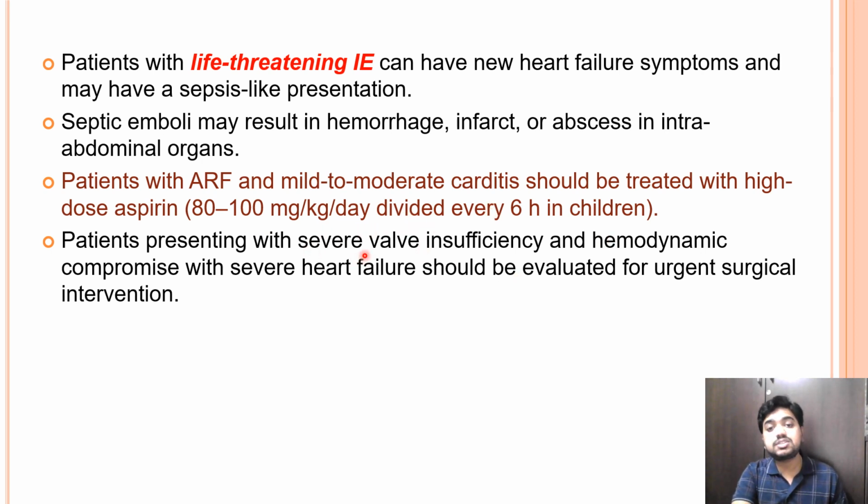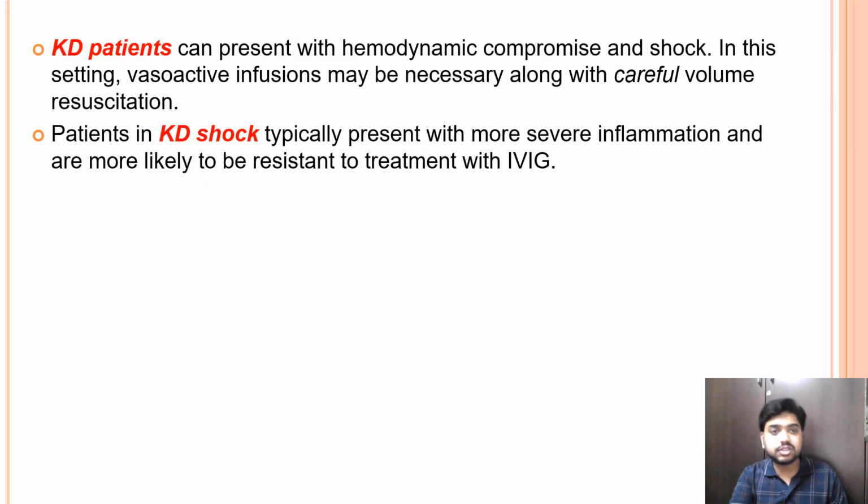Those presenting with severe valvular insufficiency or hemodynamic compromise should be evaluated for urgent surgical intervention. Definitely, if there is a big, large chunk of infective endocarditis mass sitting on that valve and making severe valvular insufficiency, and your LV keeps on distending, it will go into cardiac arrest. You have to take the child for urgent intervention to do something.